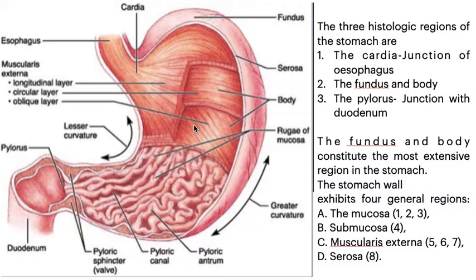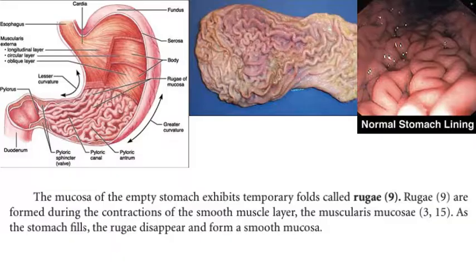The three histological regions of the stomach are first, the cardia between the esophagus and the stomach, the fundus or the body, and the pylorus over here, that is the junction of the duodenum with the stomach. So the fundus or the body constitute the most extensive region of the stomach, and like any other part of the GIT, it will exhibit the four general layers.